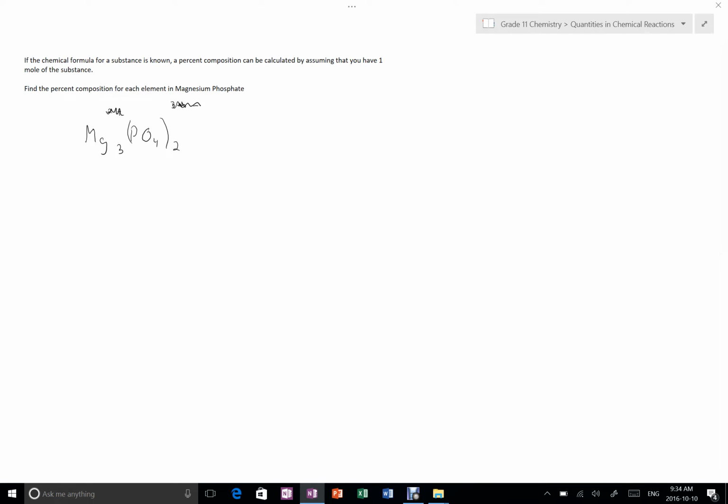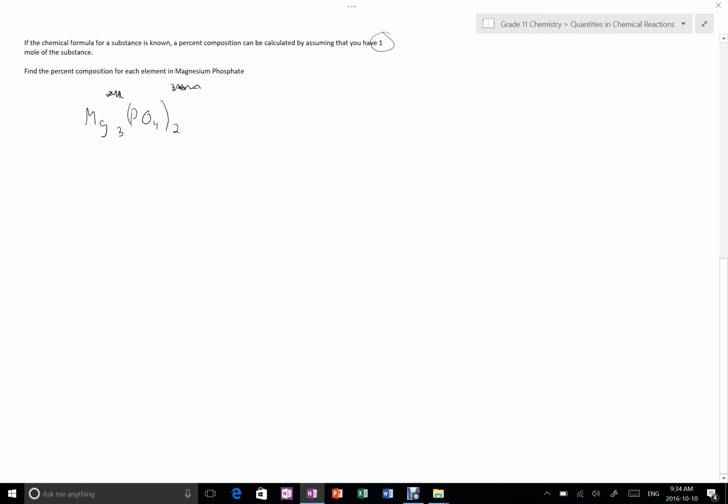So what's the percentage of each element? Well, we don't have a total mass. We don't have a mass for each element, so we have to do something here. We're going to assume 1 mole. So what's the mass of 1 mole?